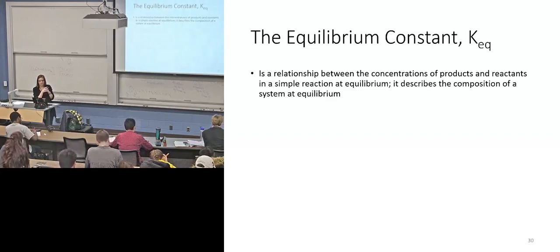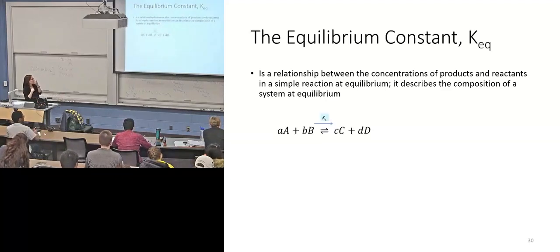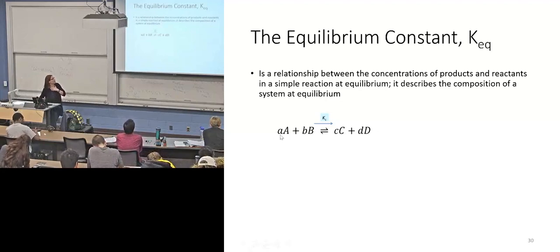Keeping in mind that this reaction has both a forward direction and a reverse direction, so if we wait a long enough amount of time, how much product and reactant do we expect to be there? So here's our simple reaction case. Our lowercase letters here are our stoichiometric coefficients to make things balanced. So we have A and B reacting to make C and D, with these lowercase letters being our stoichiometric coefficients to keep things balanced.